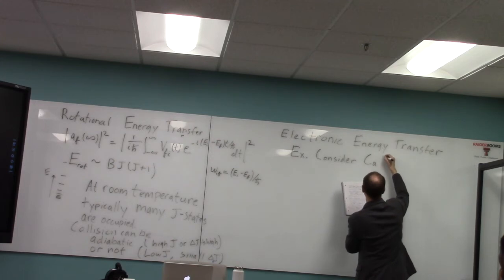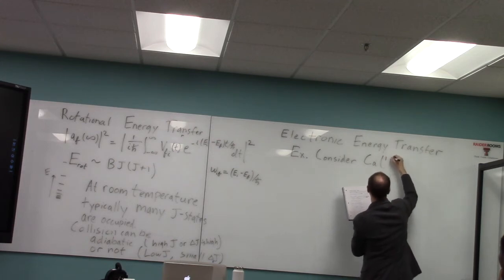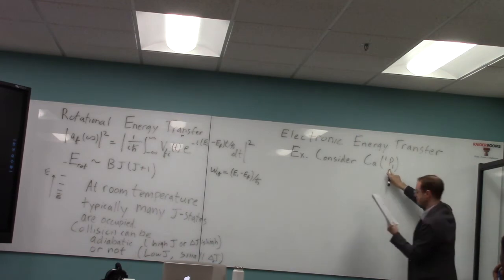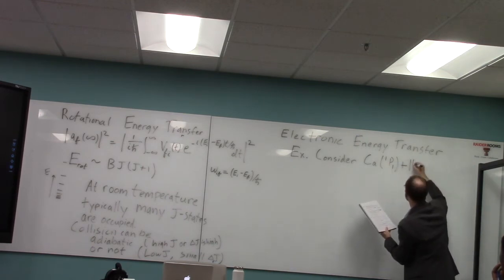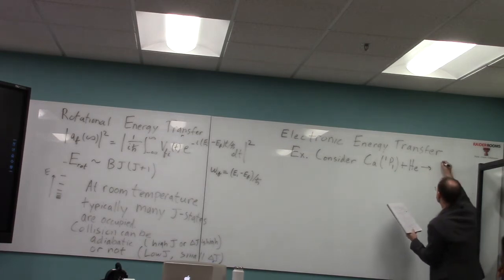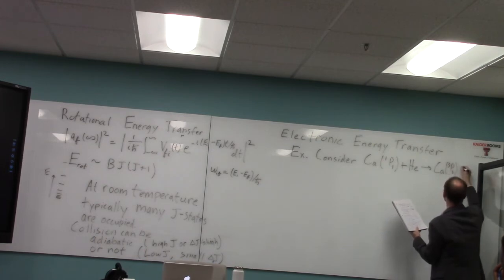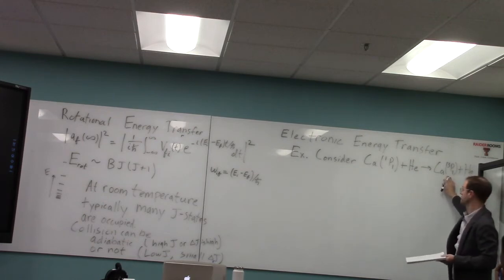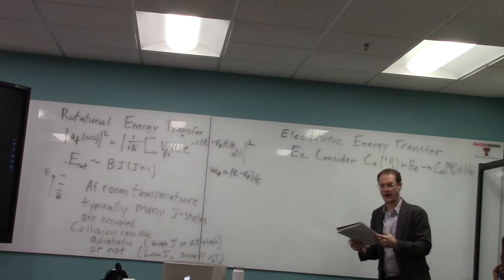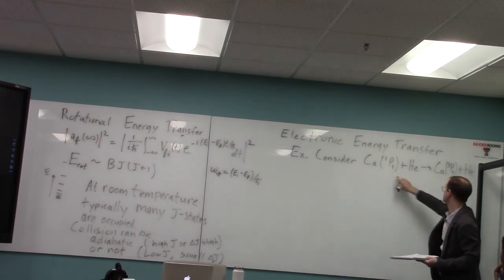So we're going to put calcium in the singlet P1 electronic state, and it's going to undergo a collision with helium, and then there's a certain probability that the calcium atom can relax to the slightly lower lying electronic state, triplet P1. These are both excited states. Okay, so what is the meaning of these different states?